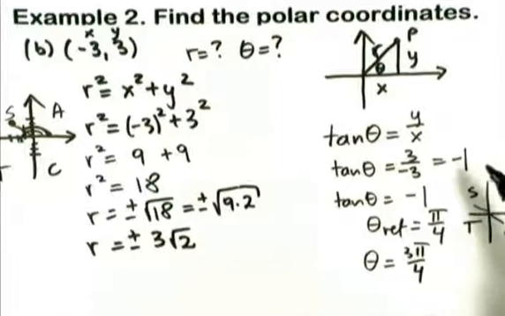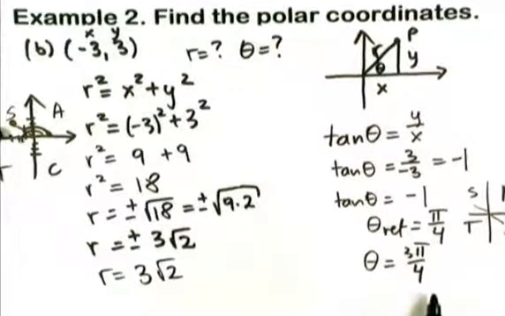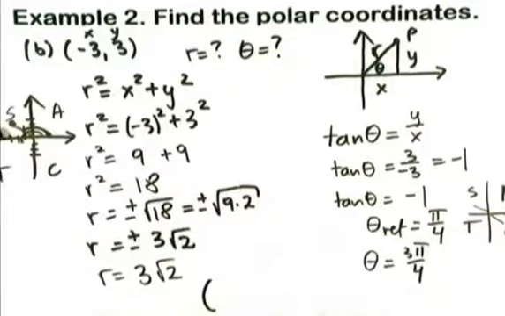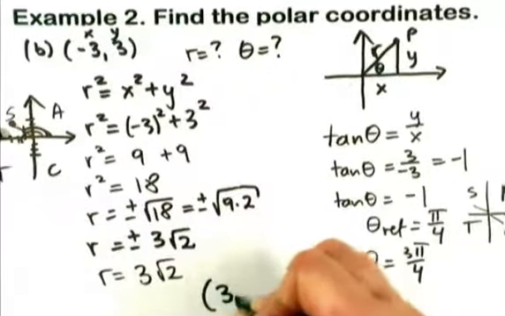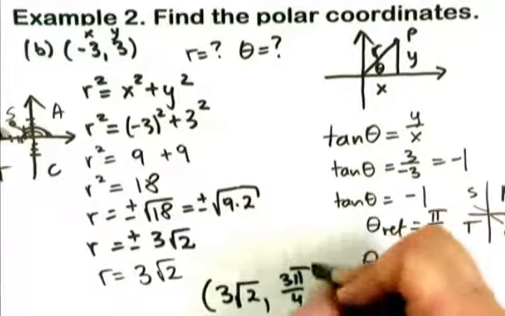Tangent is negative in the second and fourth quadrants, but because we plotted that point, we are in the second quadrant, right here. So my r is going to be positive 3√2, and my theta is given by this. So the polar coordinates of this point are 3√2 and 3 pi over 4.